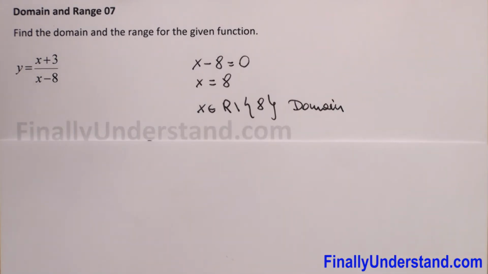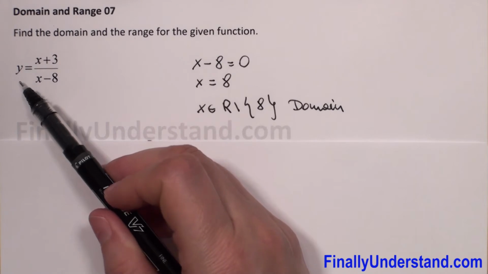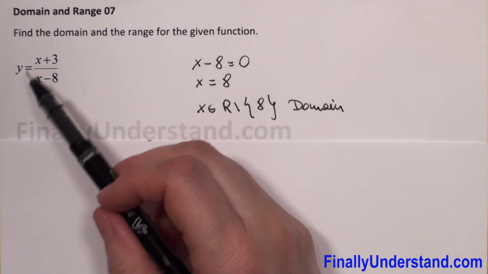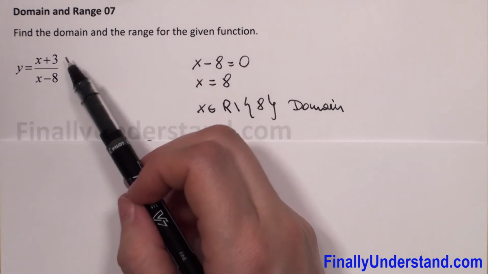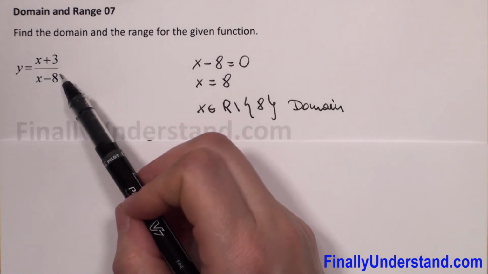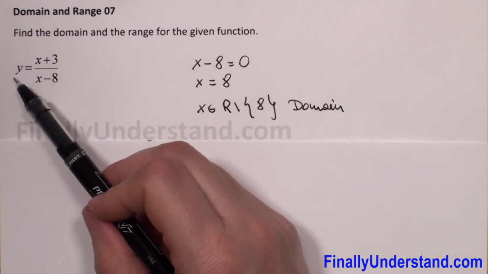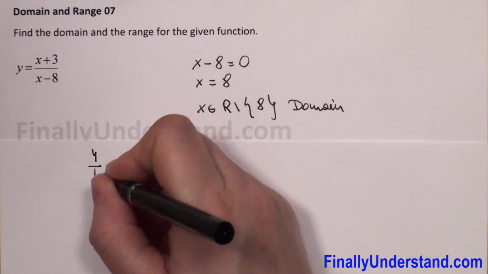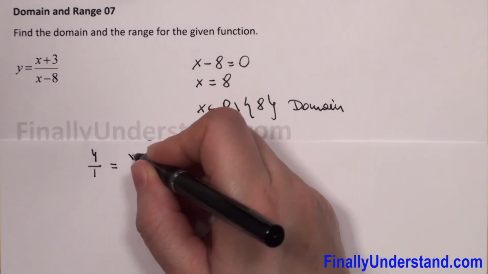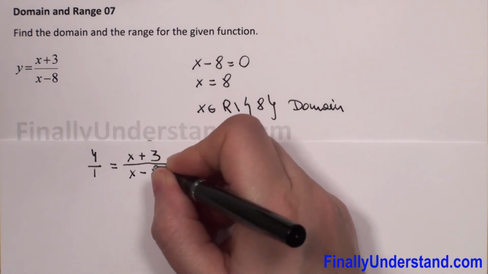Now we have to find the range of this function. When we have to find the range, it means we have to find all possible values of y. So first we have to solve this equation for x. And because we have on the right side a fraction bar, I will make a fraction on the left side too. So we have y over 1 equals x plus 3 over x minus 8.